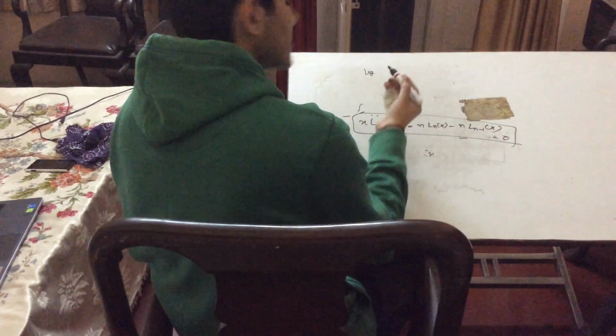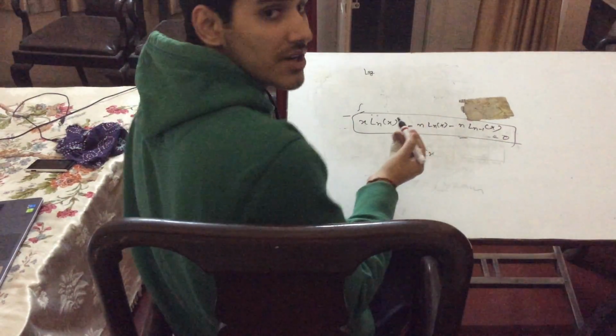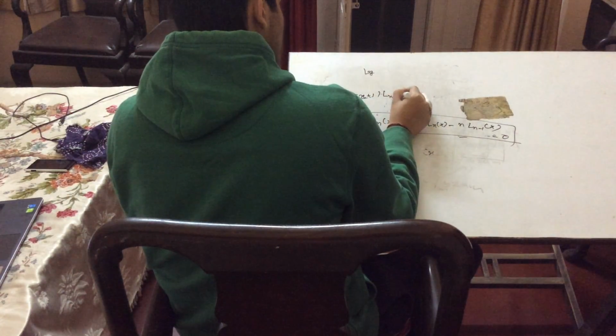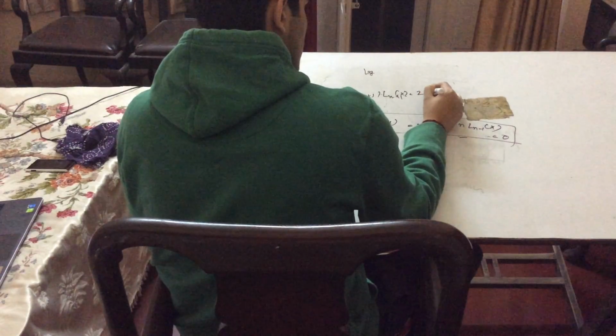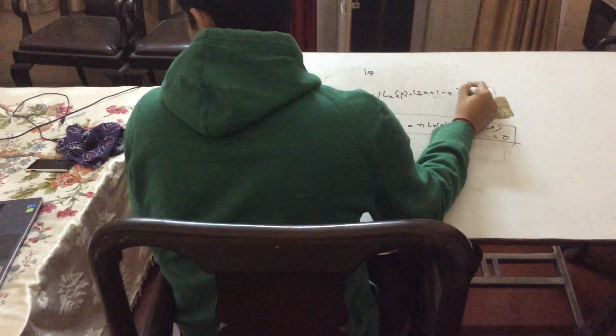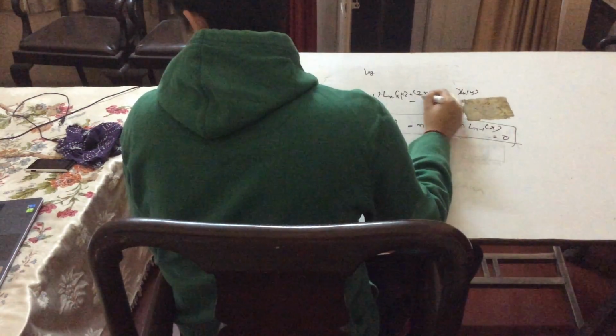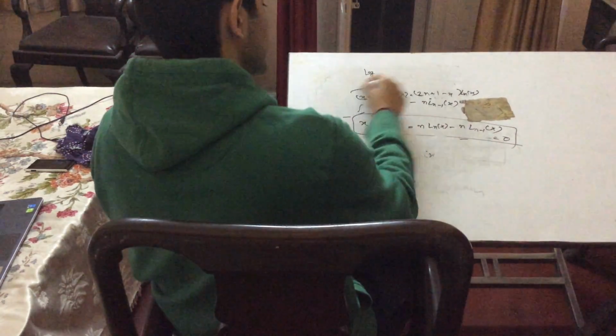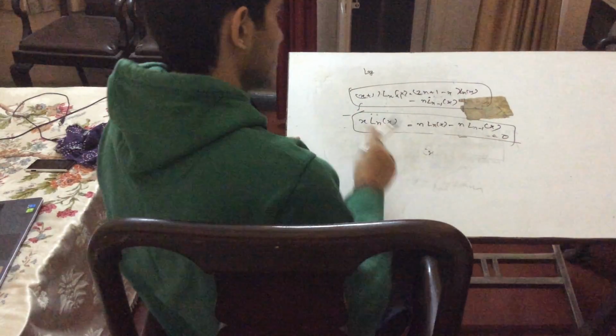It also satisfies another recursion relation, which is given as (n plus 1) L_(n plus 1) of x equals (2n plus 1 minus x) into L_n of x minus n times L_(n minus 1) of x. This is the second recursion relation it satisfies. So it satisfies two recursion relations.